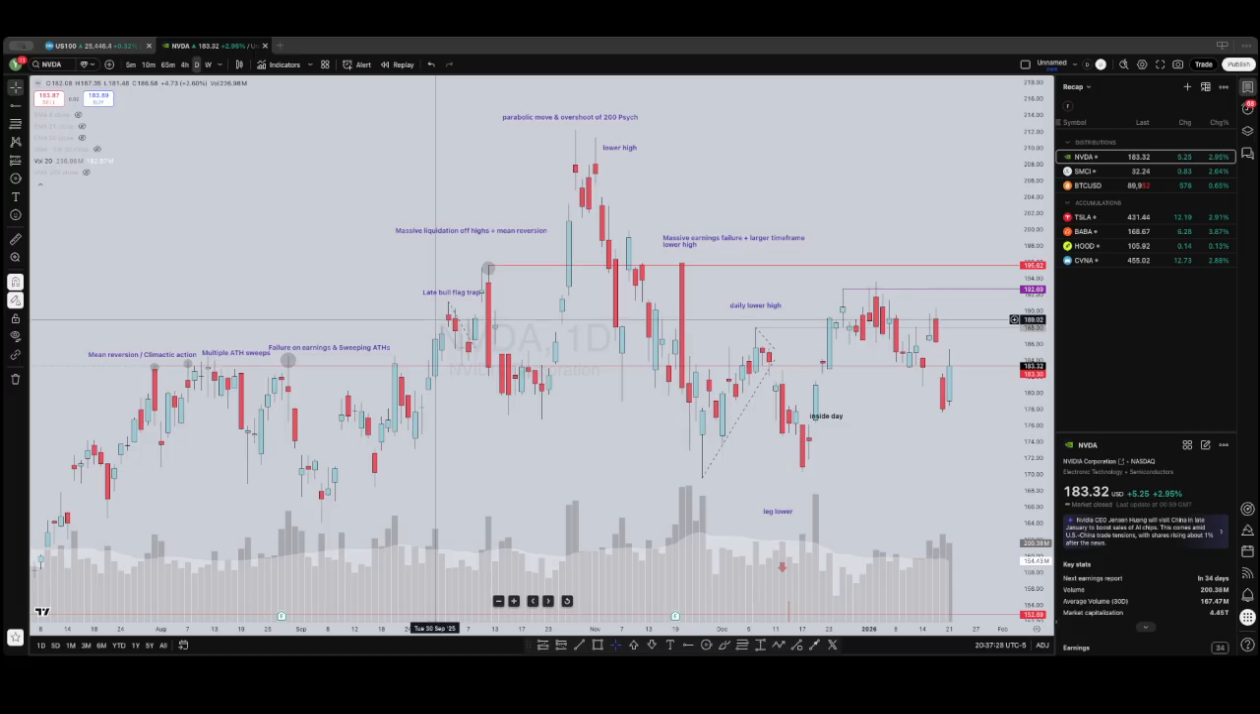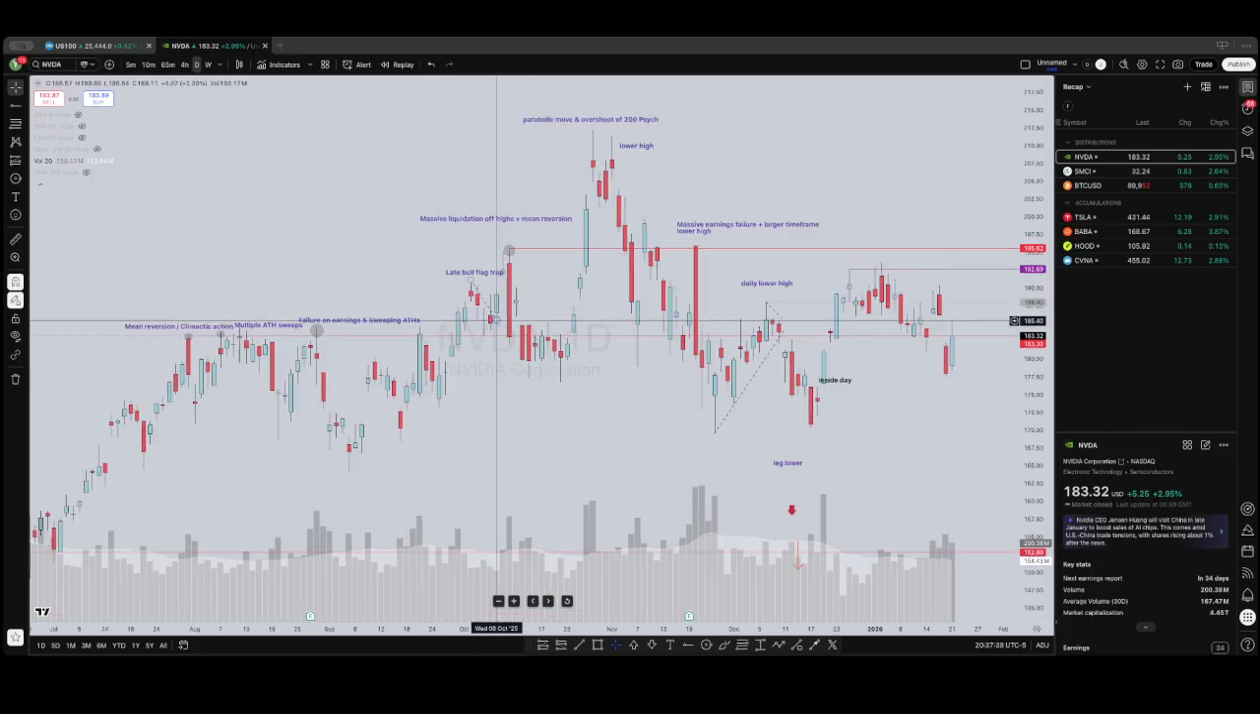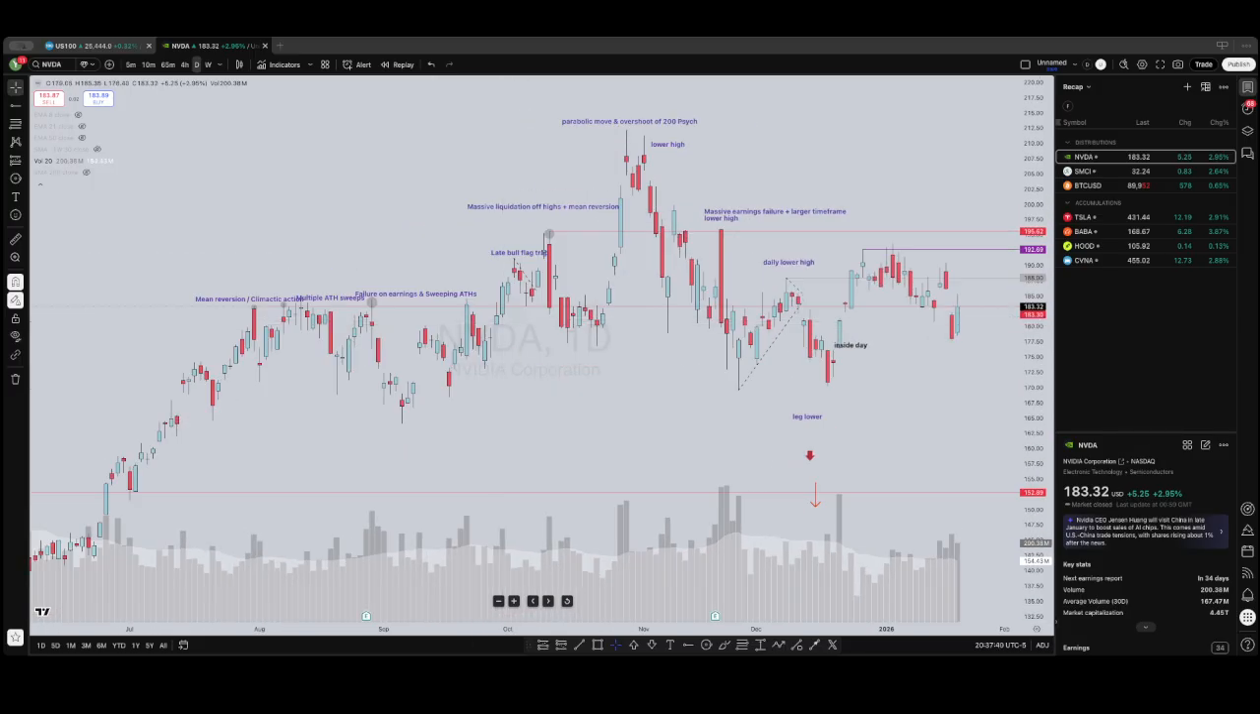Right, so you just want to see some sort of initial ignition, and then the market can continue to glide higher on lower volume.